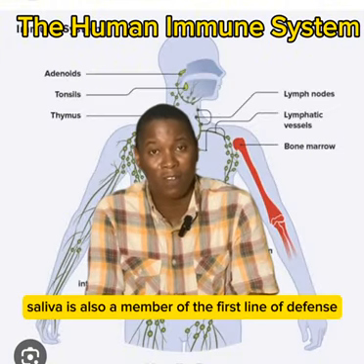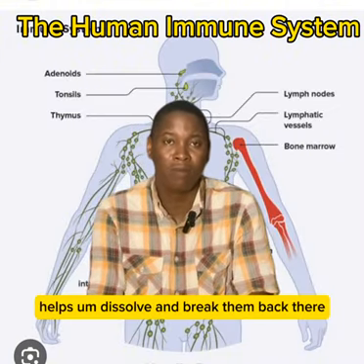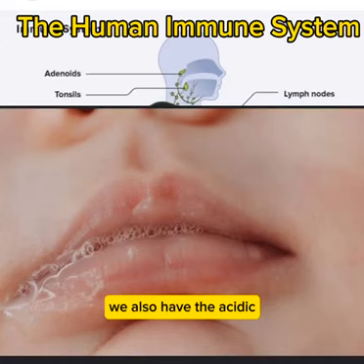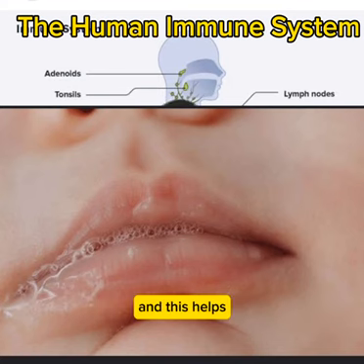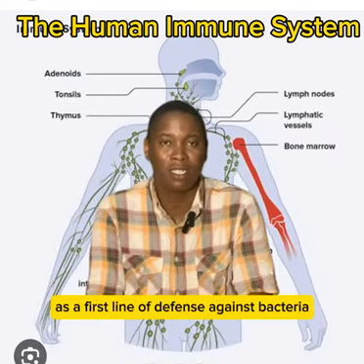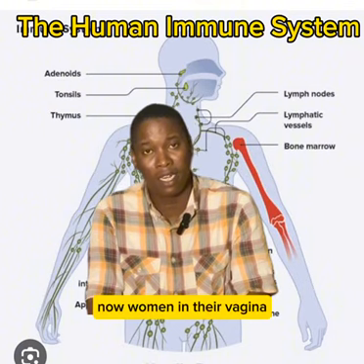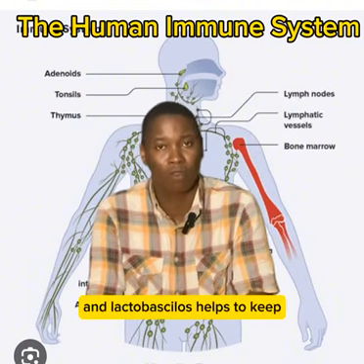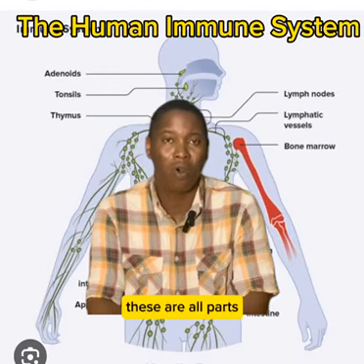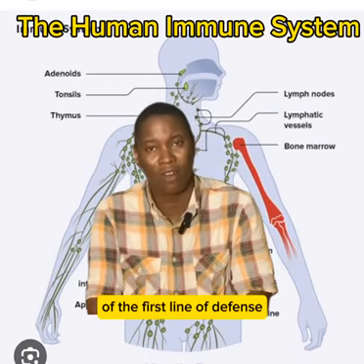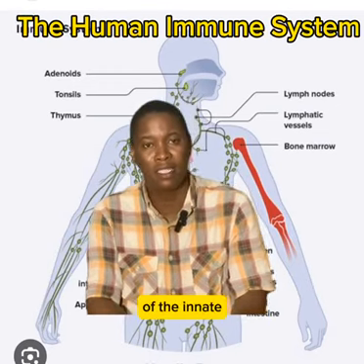Saliva is also a member of the first line of defense, and helps to dissolve and break down bacteria. We also have the acidic content in the stomach. The pH of the stomach is acidic due to gastric juice, and this helps as a first line of defense against bacteria. Women also have lactobacillus in the vagina, which helps to keep the vagina at an acidic pH. These are all parts of the first line of defense, which is a part of the innate immune system.